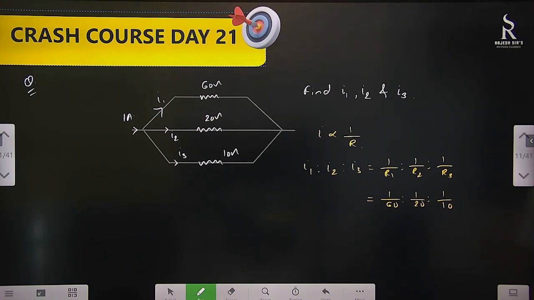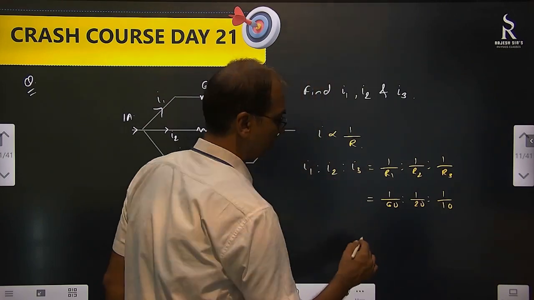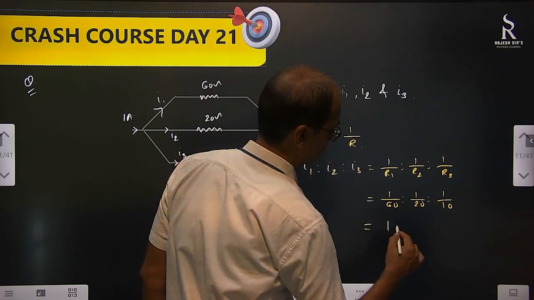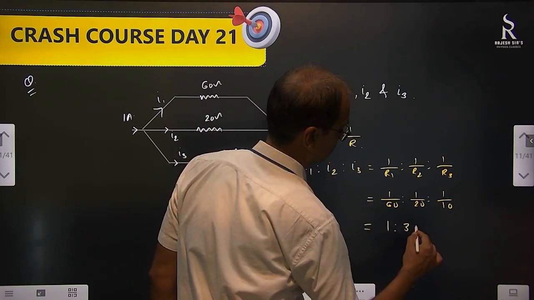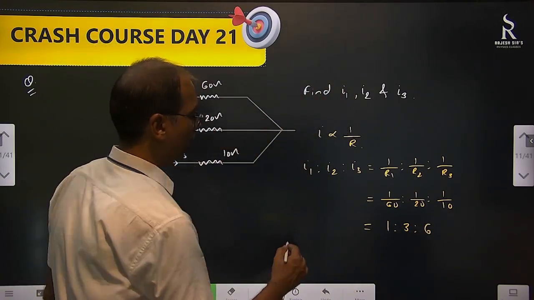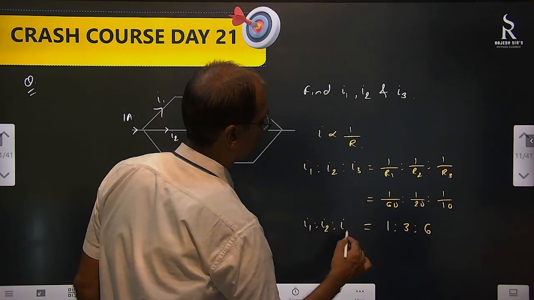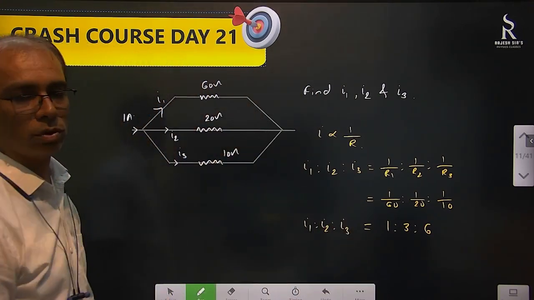Right. Then what you will do? Multiply 60 on all sides here in the numerator. So 1 is to 3 is to 6. Okay, I1 is to I2 is to I3 is equal to 1 is to 3 is to 6.